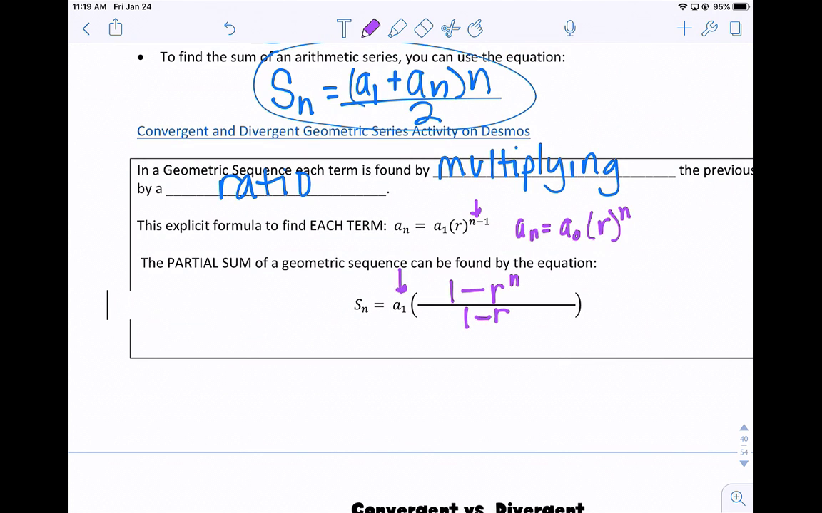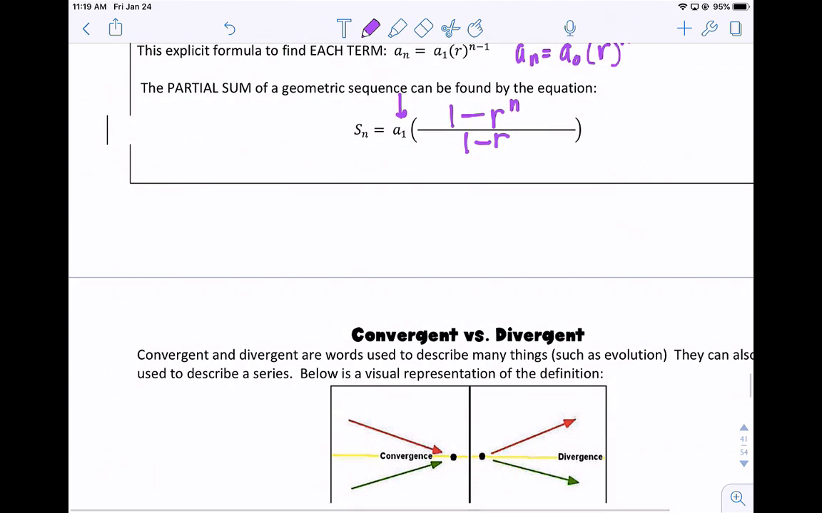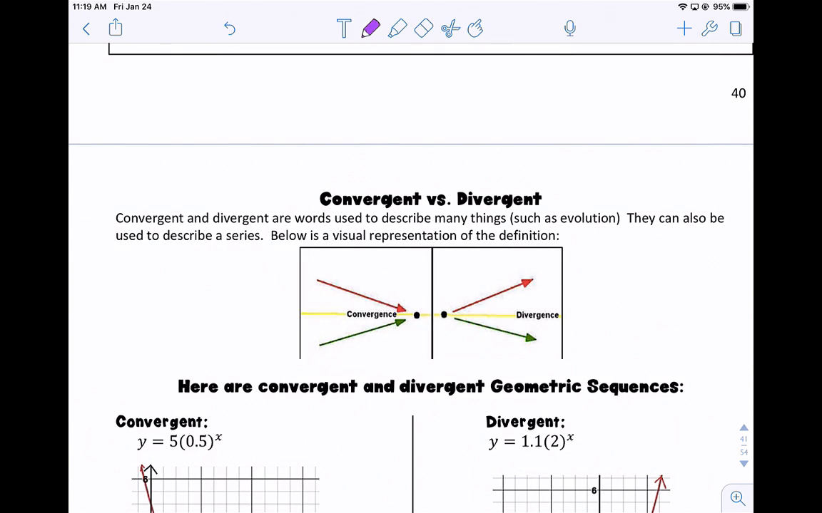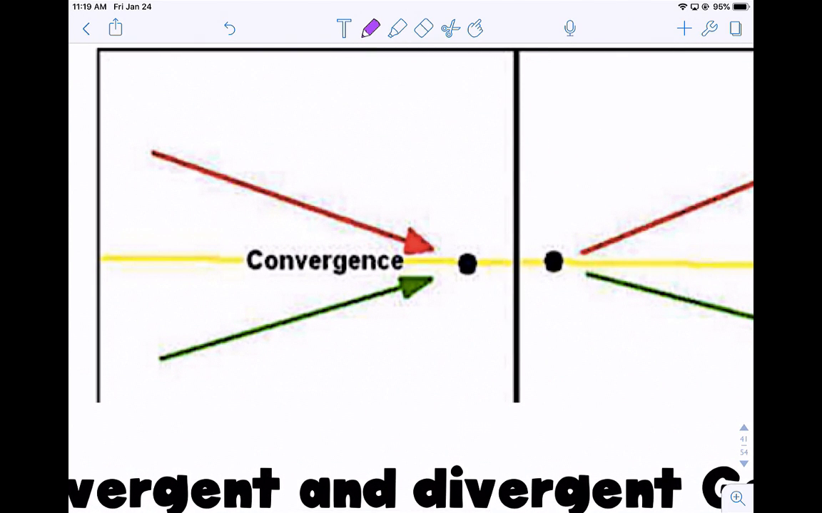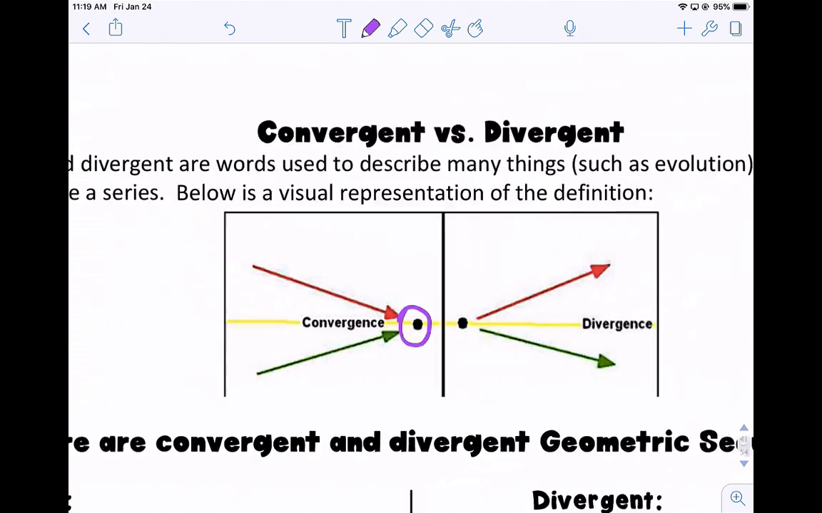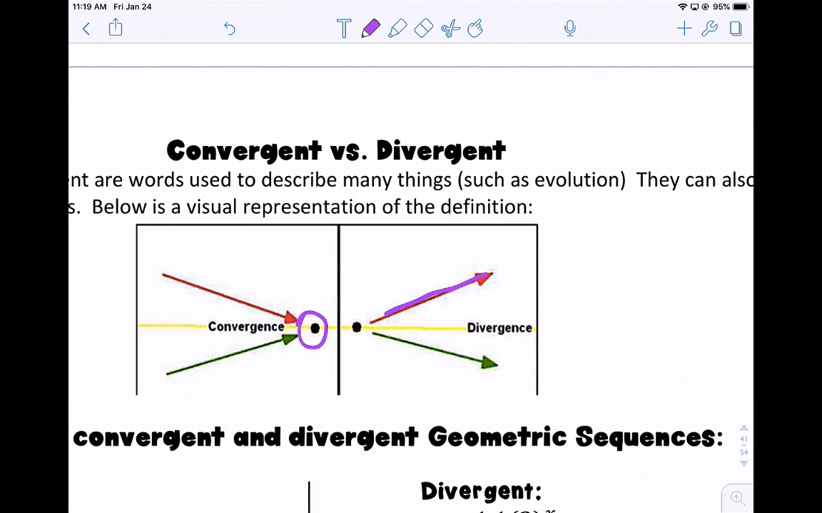And so let's talk about, we have some new words today, convergent versus divergent. They're words used to describe many things, such as evolution. They can also be used to describe a series. Below is a visual representation of the definition. So if it converges, it's going to approach a point. But if it diverges, this is what you learn in evolution, then they're going to create two new things. They're going to go away from each other.